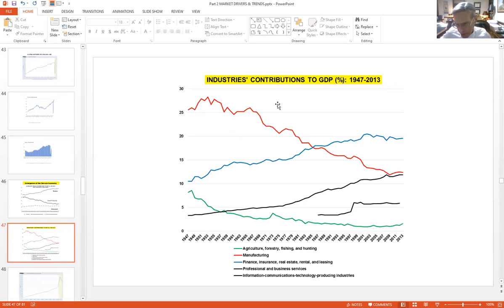This chart just provides a little more detail about what was covered in the prior chart. The red line, for instance, represents the proportion of GDP contributed by manufacturing. The dark blue line at the top represents financial services, including real estate, insurance, banking, and so forth. The black line that's growing so fast and that's just caught up with manufacturing is professional services.